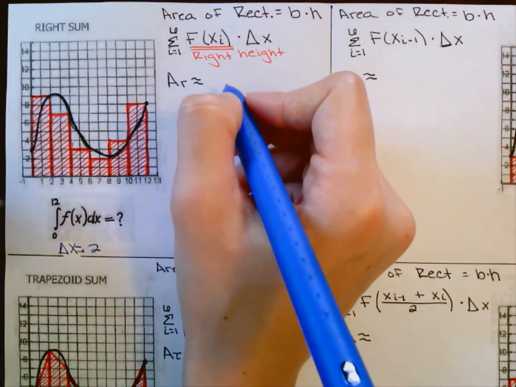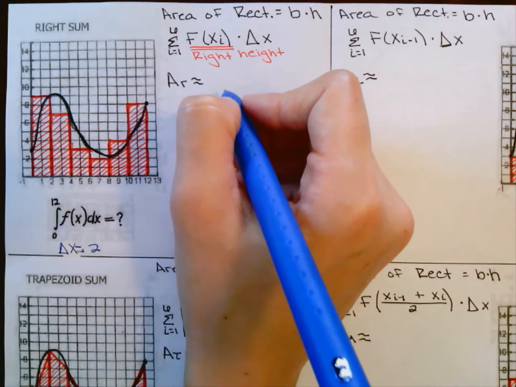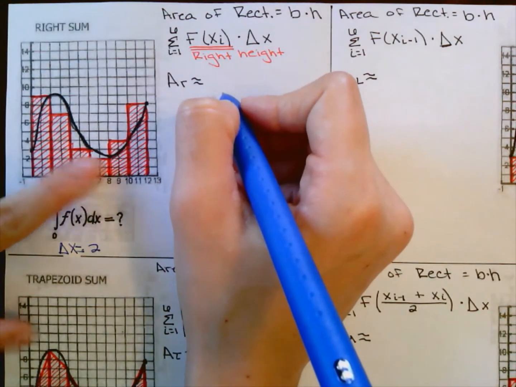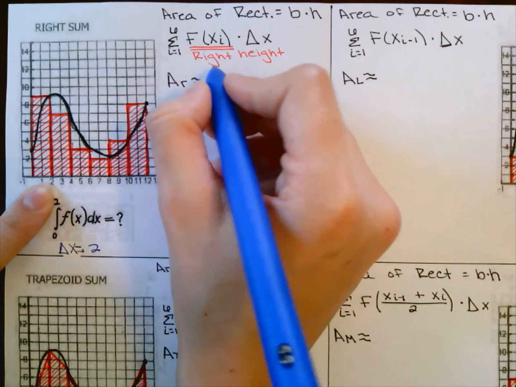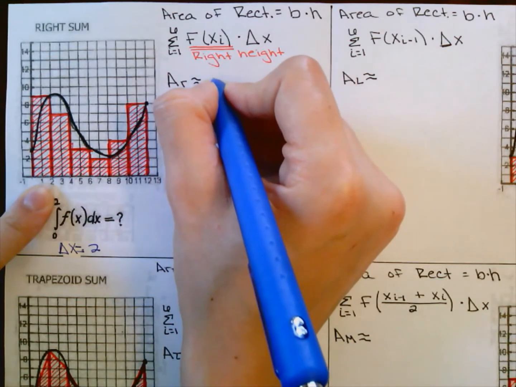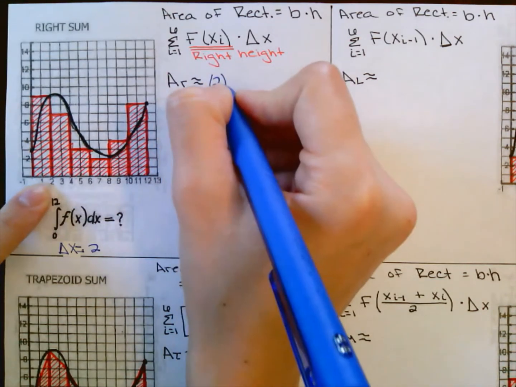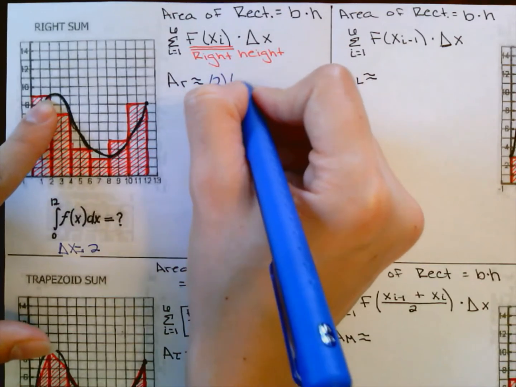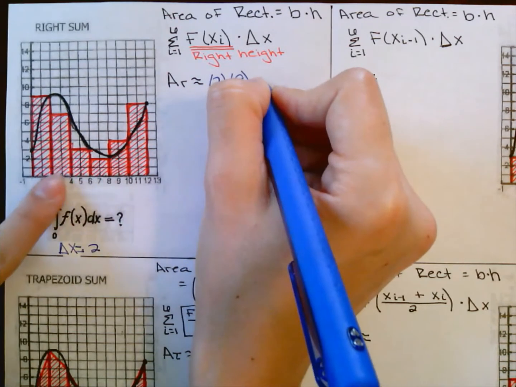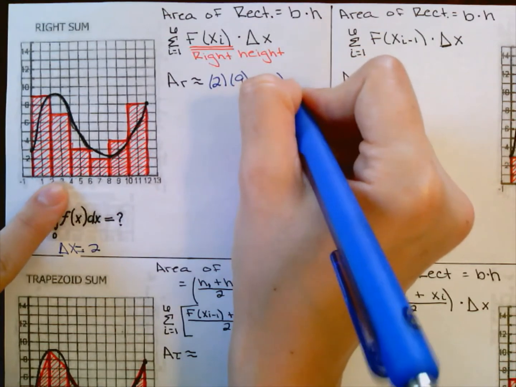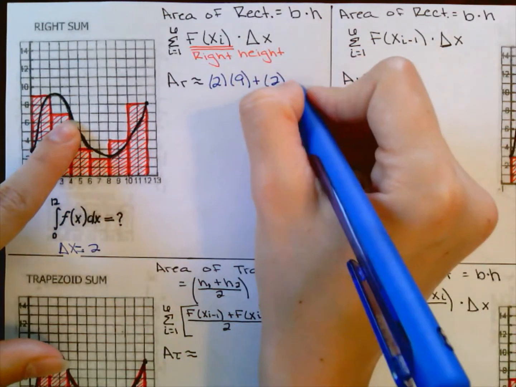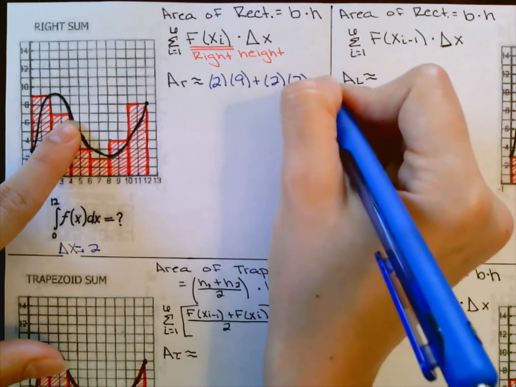That means I'm going to say, okay, the area, the whole point of Riemann sum is to add up the area of each of these rectangles. So my first one is going to be base times height. So base is 2 times my height, according to the right, is 9. I'm going to add it with the next one. Plus base of 2 and my height according to the right is 7.